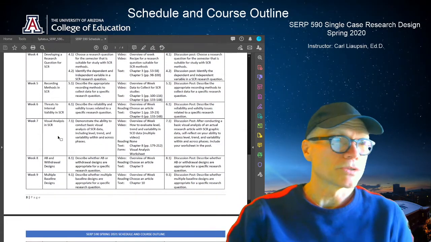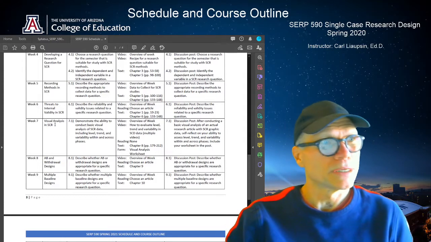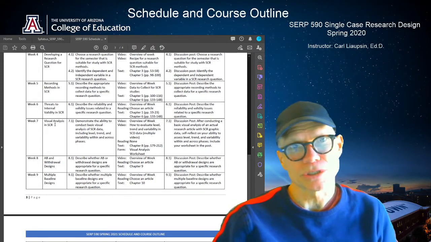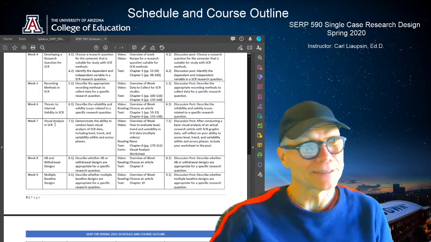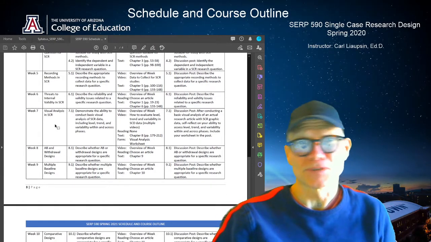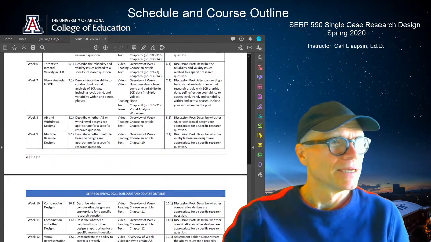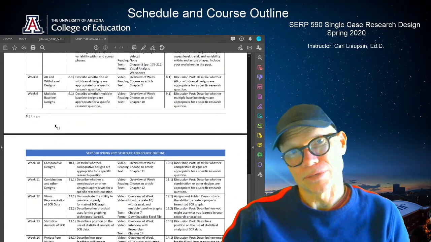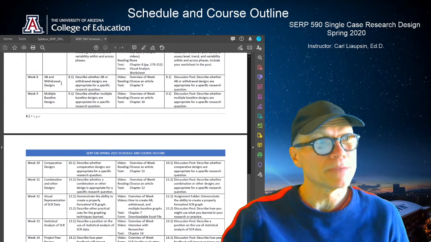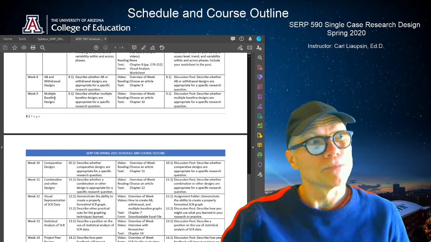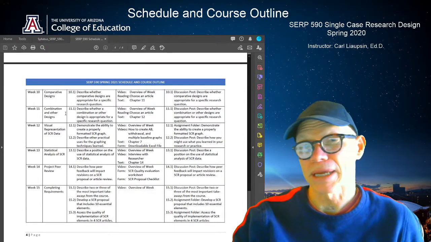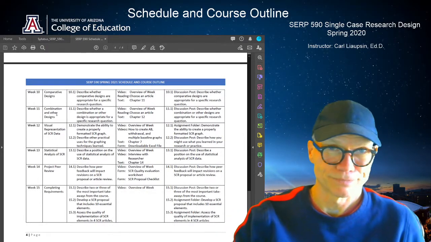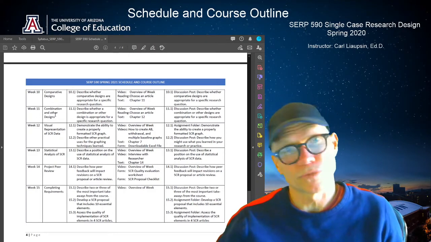Then we'll take a break from our research question. We'll look at visual analysis in single case research, and I'm going to show you how to analyze graphic data with a pencil and a ruler, and it's actually pretty fun for those of us who are kind of nerdy graph types. Week 8 is where we start talking about the different kinds of individual designs. We'll talk about A/B and withdrawal designs in week 8, multiple baseline designs in week 9, comparative designs in week 10, combination designs in week 11.